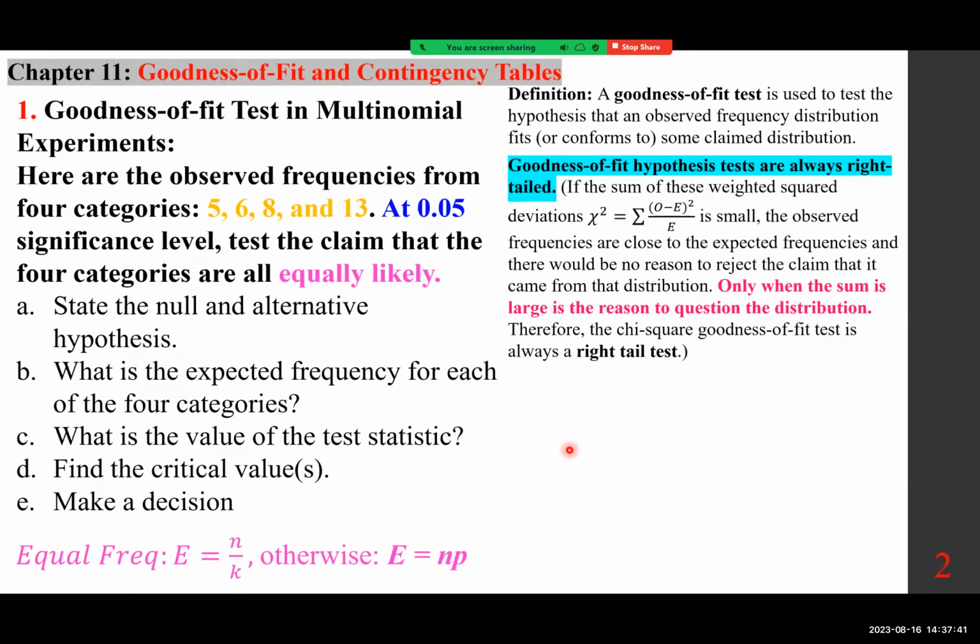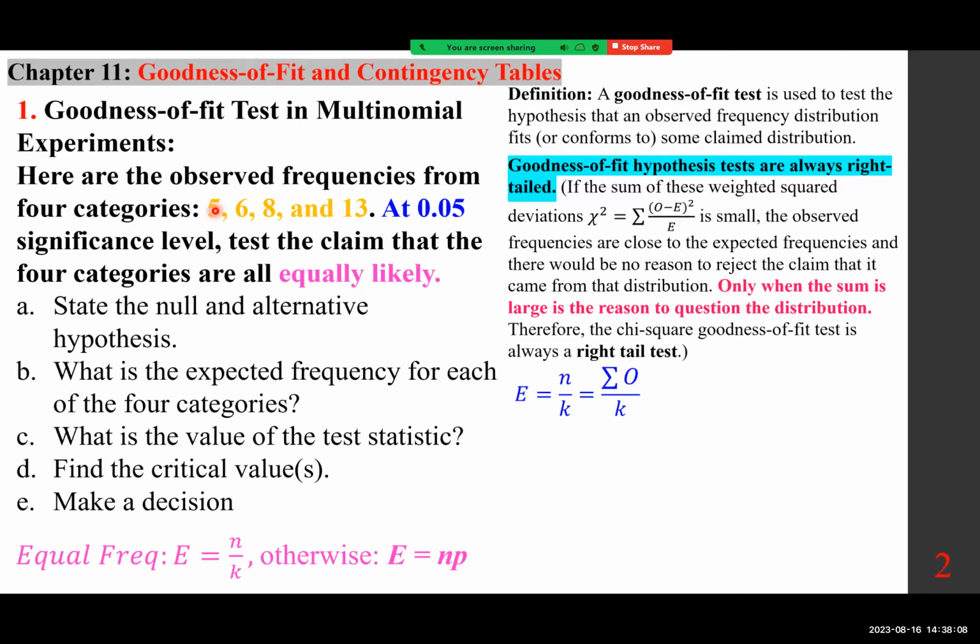When we have equally likely categories, then the expected value is the total number of observations over the number of categories. Otherwise, E is equal to N times P if they have different weights, different proportions, different percentages. So E is N over K.